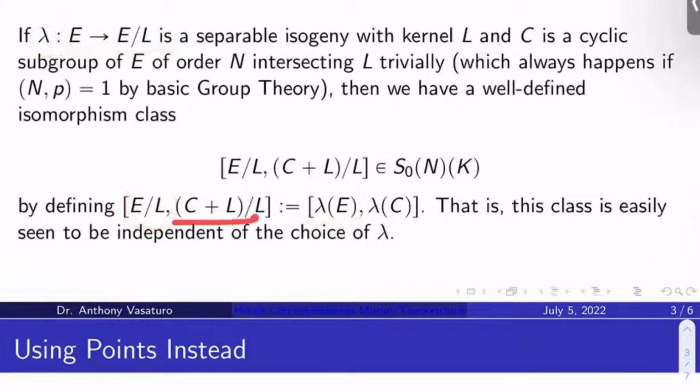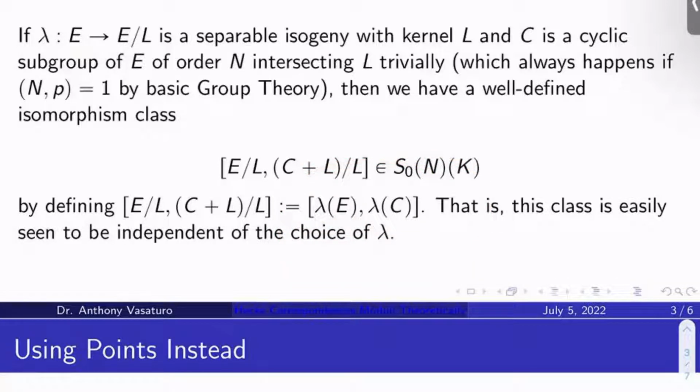And what is the C plus L mod L? Well, it's just the image of C under lambda. Okay. And the point is, what I mean by this class is well defined is that this class is easily seen to be independent of the choice of lambda. If you pick another separable isogeny E to E mod L, and you form, well, let's call it lambda prime, and you form the class of lambda prime of E, lambda prime of C, it's the same as the class of lambda of E, lambda of C.